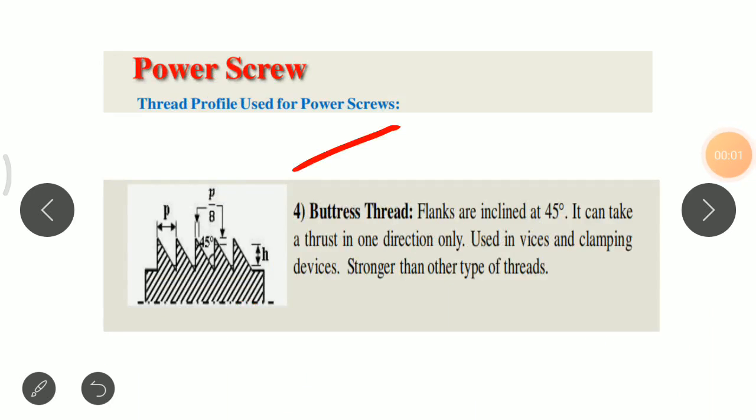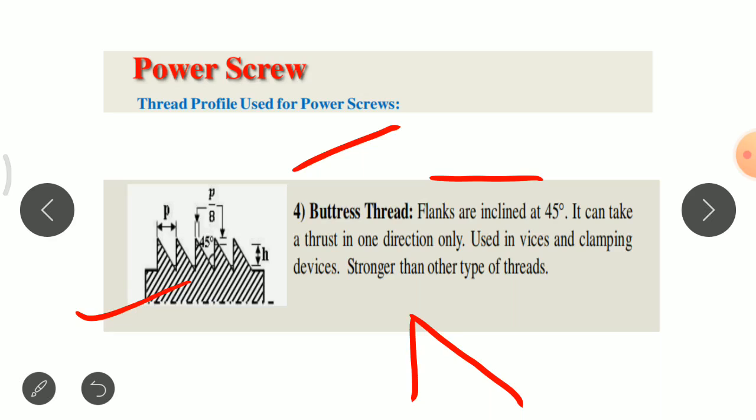The next type of thread is the buttress thread, shown in this figure. This is the profile of the buttress thread. The flank is inclined at 45 degrees and it can take the thrust in only one direction. As you can see, one flank is at 90 degrees and the other is inclined at 45 degrees. The disadvantages that we discussed in the Acme thread and square thread are eliminated in the buttress thread.